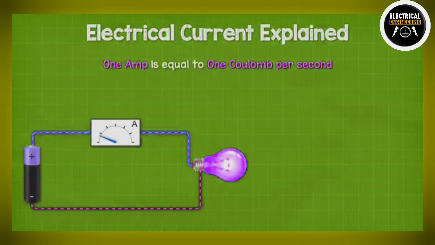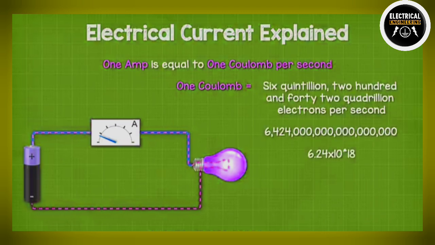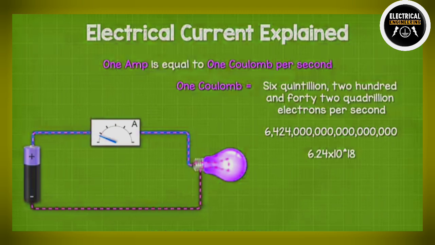1 amp is equal to 1 coulomb per second. And 1 coulomb is equal to approximately 6,242 quadrillion electrons per second. Okay, but what does that mean?